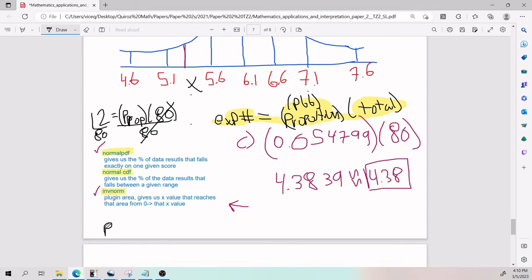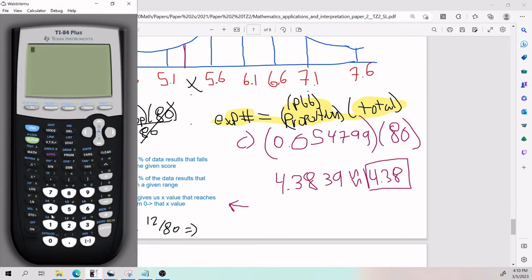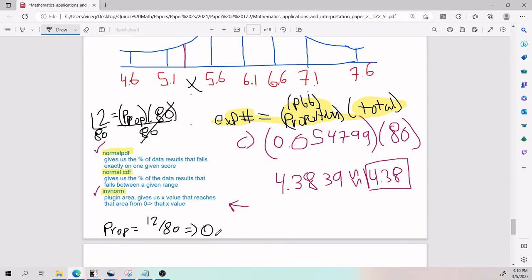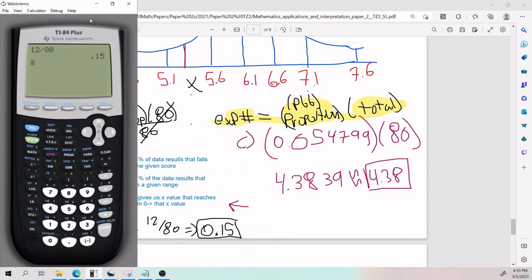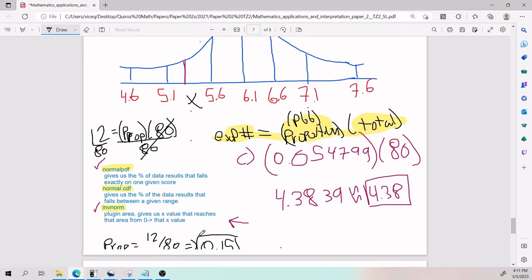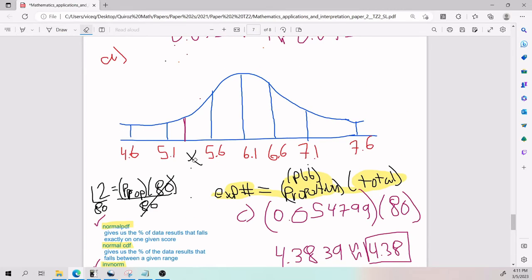Your proportion in this case is going to equal 12 divided by 80. Let's find out. 12 divided by 80 is 0.15. From this step forward, depending on which calculator you have, you can actually skip some of the steps I'm about to do. But I'm just going to show how you do it with the TI-84 because it's what I have at hand. But the point is, this 0.15 is telling you about your X value.